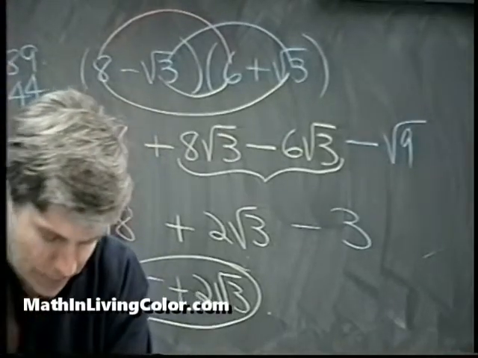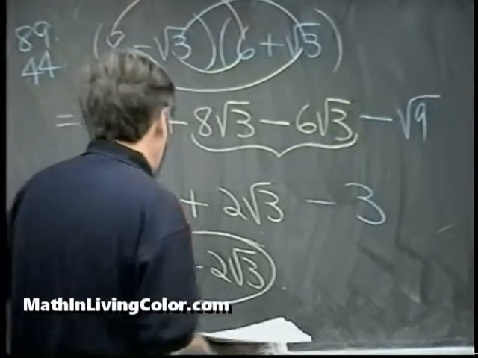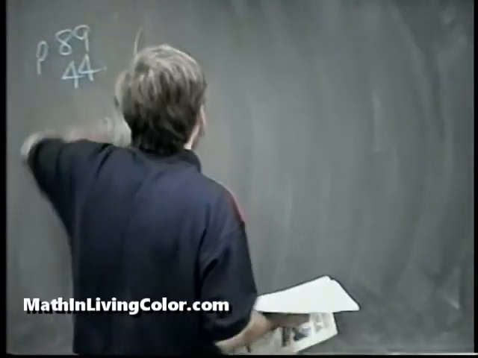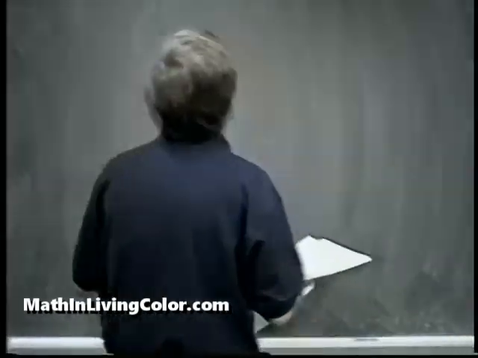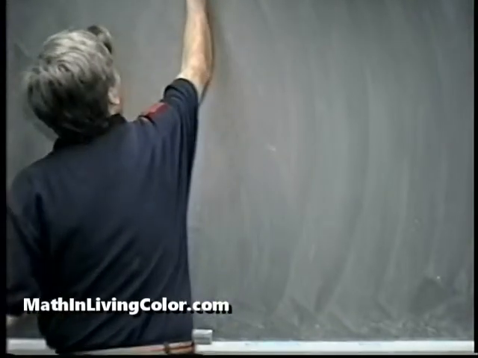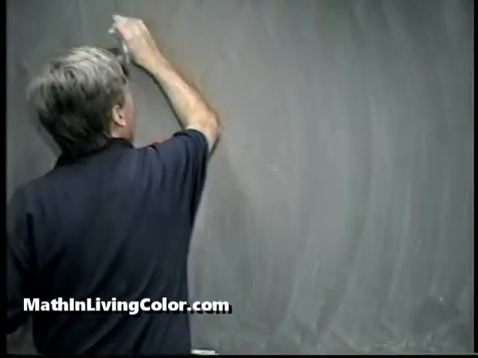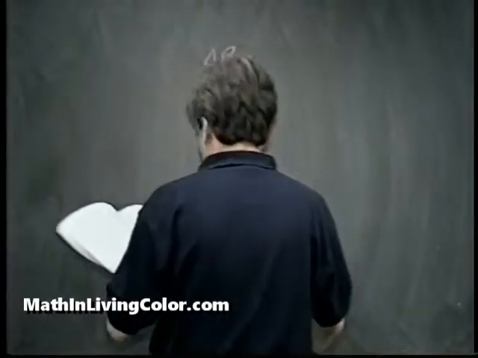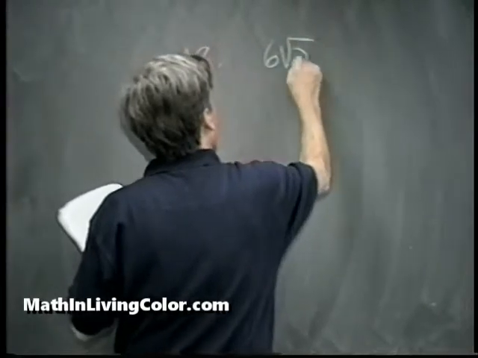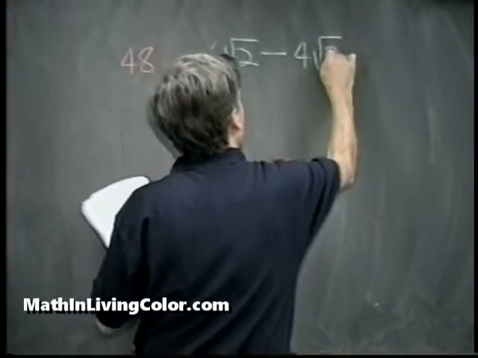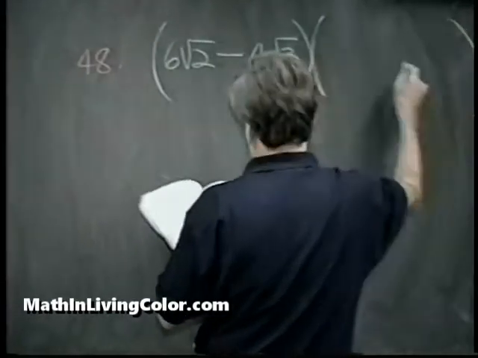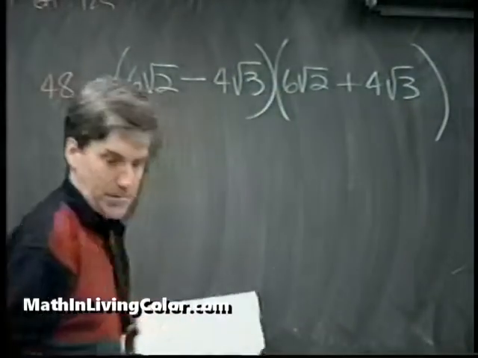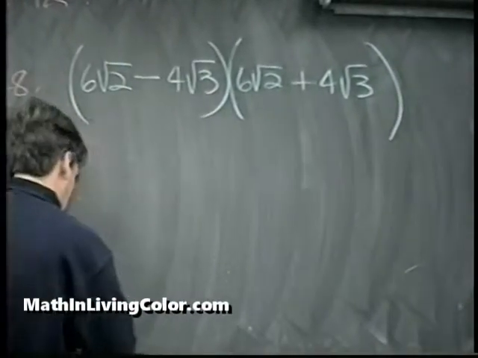Now, a more complicated problem would be like number 48 on the next page. Fix my 64 up there. We might need those numbers again. Number 48, the problem says 6 square root of 2 minus 4 square root of 3 times 6 square root of 2 plus 4 square root of 3. All right? So we'll FOIL this. The first times first.